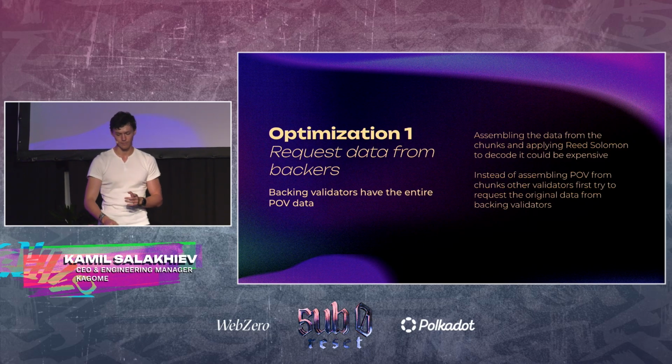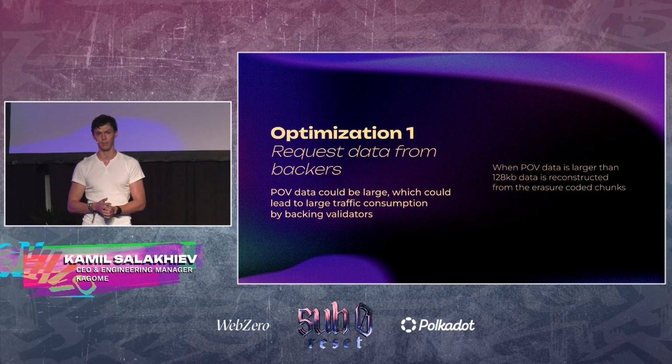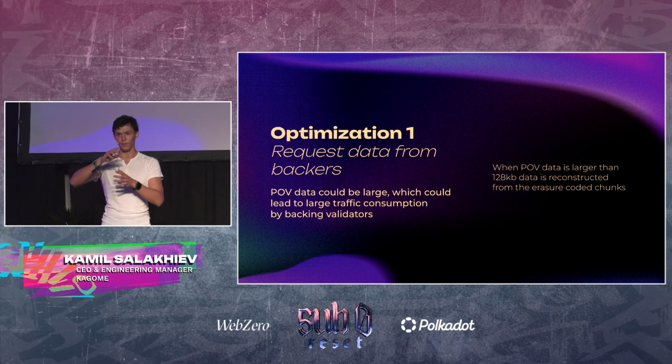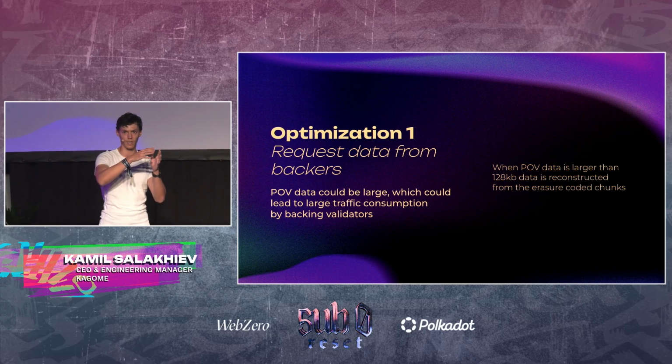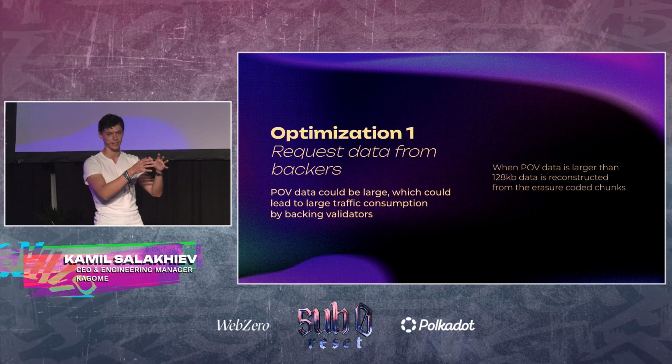But with one caveat: only when the data is less than 128 kilobytes. Because validators that participate in approval validation actually go to the same backing group validators, these validators would experience a lot of traffic, and that's not very optimal for bandwidth. The response could be delayed, and that's not fast. So if the data is larger than 128 kilobytes, instead of just requesting this data from backing validators, we actually reconstruct it from chunks.